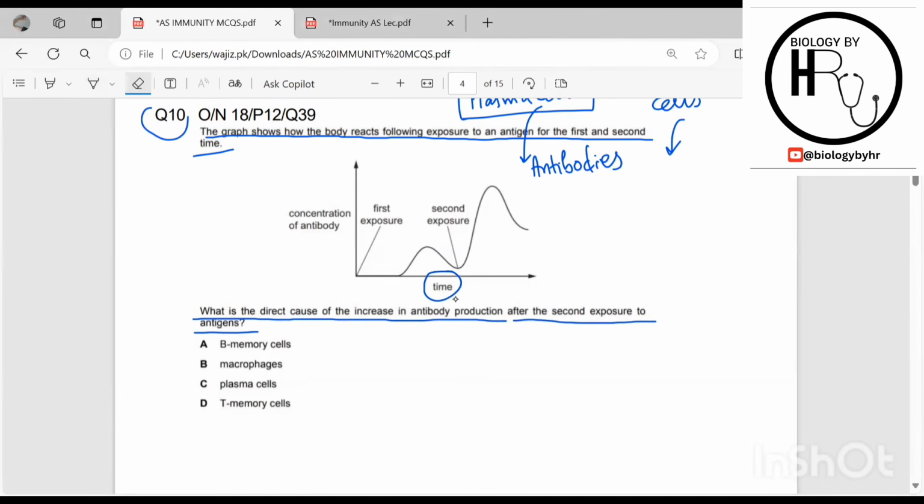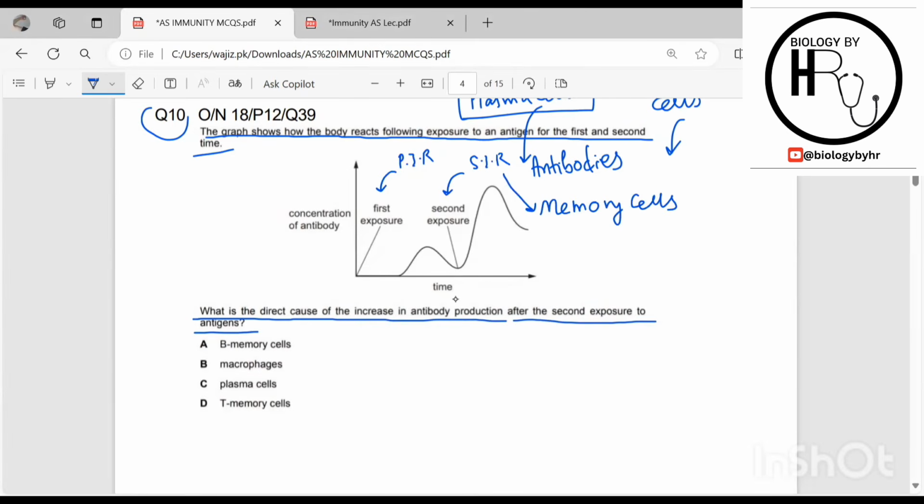If I interpret the graph over here, I know that there is a first exposure when the body will be exposed to the antigen for the first time. So there will be a primary immune response which will be initiated by the body. And when the body is exposed a second time to that particular antigen, then there would be a secondary immune response. And what is special about the secondary immune response is that there are the memory cells already in the blood.